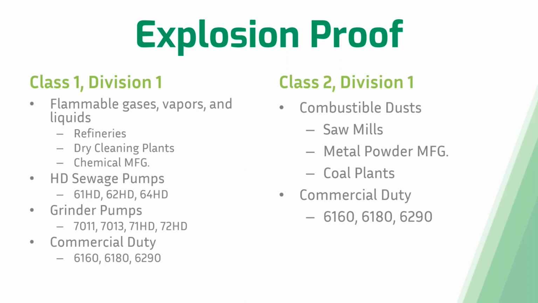Our commercial duty pumps also have variations to fall under this rating as well, being the 6160, 6180, and 6290. And then on the other hand, we have Class 2 Division 1, which means that there are going to be combustible dusts inside of that application. Typically, that's going to be sawmills, metal powder manufacturers, and coal plants. Our commercial duty pumps, the 6160, 6180, and 6290, are also available in an explosion-proof variation.